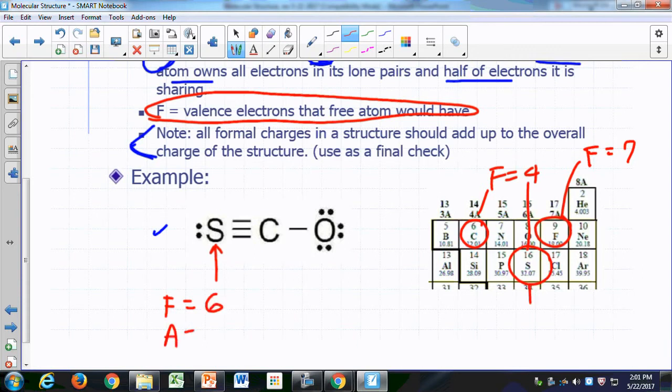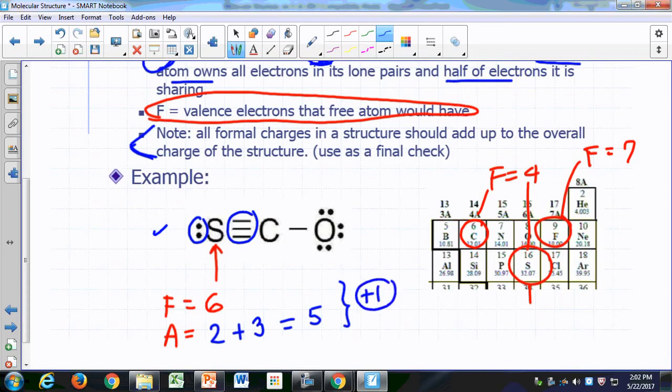In this structure, it appears to own how many? Well, let's see. It appears to own 2 in its lone pair, and you have 3 pairs here. Half of 3 pairs would be 3 singles. So 2 plus 3 would be 5. So F minus A, 6 minus 5, would be plus 1.